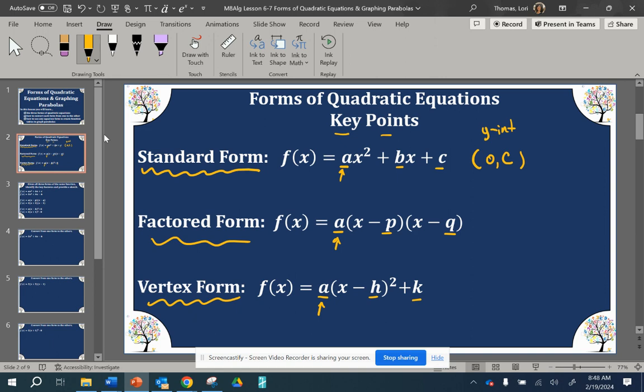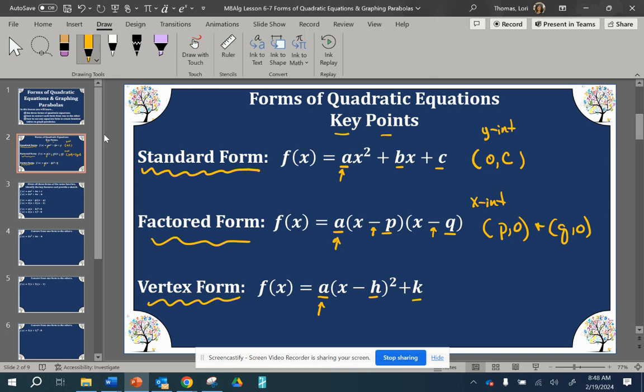In factored form, we are provided the x-intercepts. Notice this formula has a subtract, which means the opposite of. The x-intercepts are the p and q value. X-intercepts is when our y's are 0. So again, recall that this formula, factored form, has subtract, meaning the opposite of.